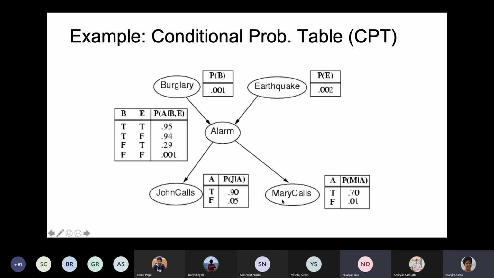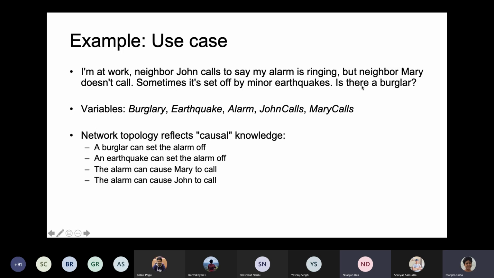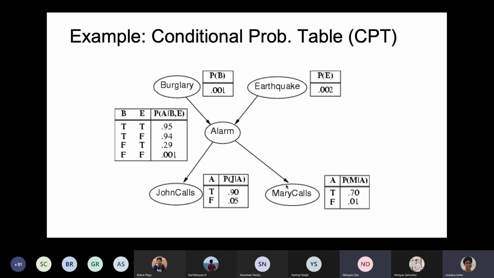And then for John and Mary, similarly, we have these two conditional probability tables. So John calls if the alarm actually goes off with 0.90, high probability. John can call if the alarm didn't go off, if he feels he has heard something, so this is also a non-zero probability. Okay. So this is how we construct a Bayesian network based on this use case and the causal knowledge. So any questions till now?